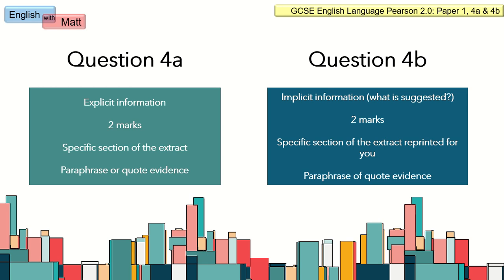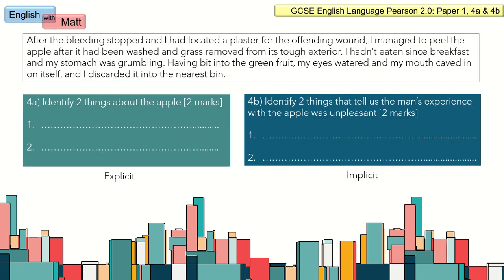There tends to be no problems with 4A, but it's 4B, the implicit side of things, that students tend to struggle more with. So hopefully using images will have helped you see the difference. So let's begin to look at texts. So I've got numerous texts to help with this.